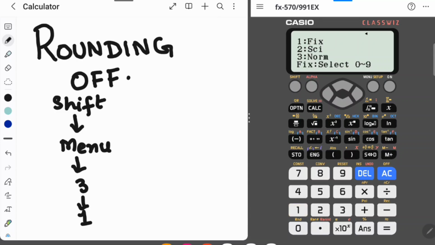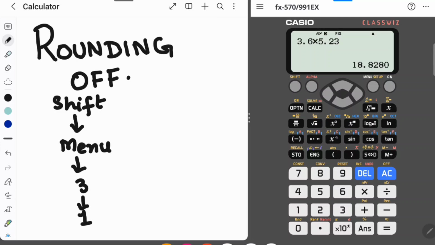So for example, you want 4 decimal places, so you press 4, and now your calculator is fixed for 4 decimal places. So let's check whether it is or not. For example, 3.6 multiplied by 5.23. Let's check how many decimal places your answer is coming. 18.8280, the answer is coming with 4 decimal places. All right, so let's check this answer.